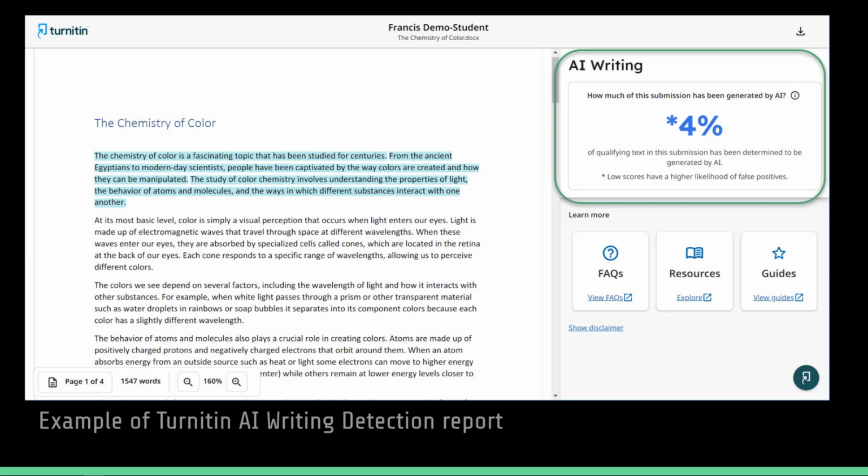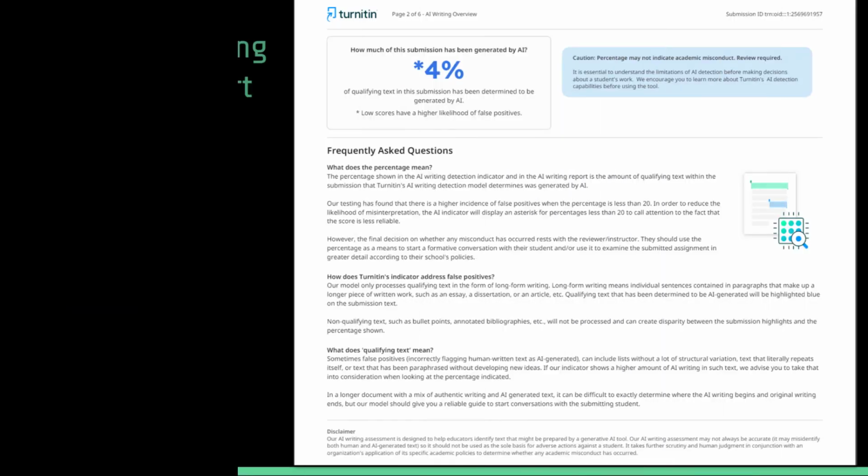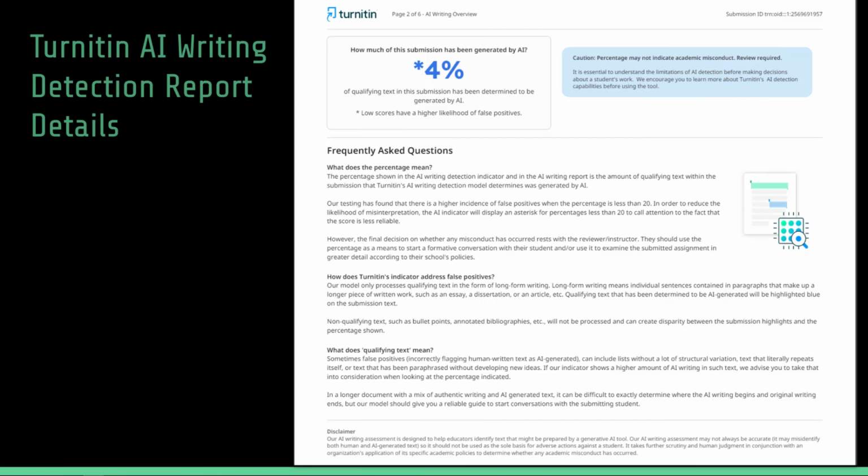At the top of the right-hand panel, you will see the percentage of qualifying text that has been determined to be likely AI-generated. In this example, where the AI detection report shows that 4% of the text is flagged as likely to be AI generated, there is an asterisk alongside the percentage. The asterisk is alerting us to the potential that the flagged text could be a false positive because of the low percentage score.